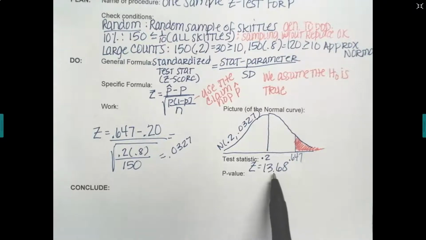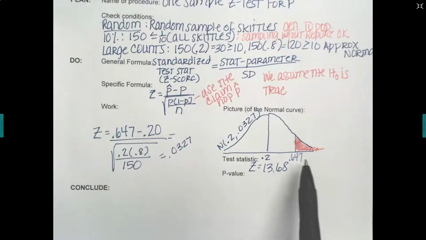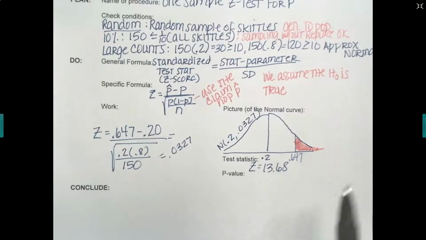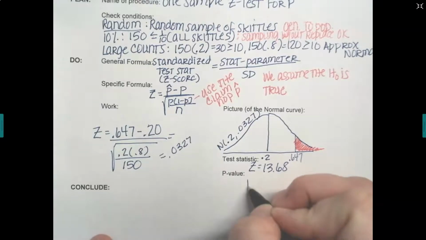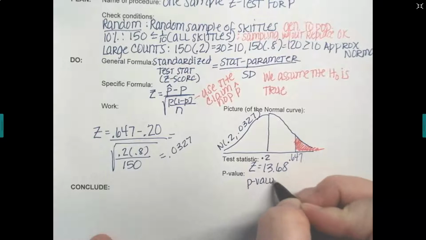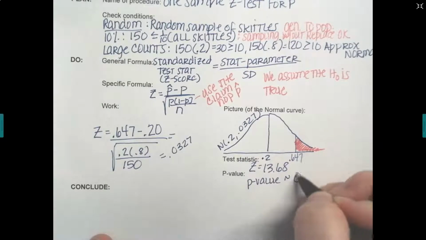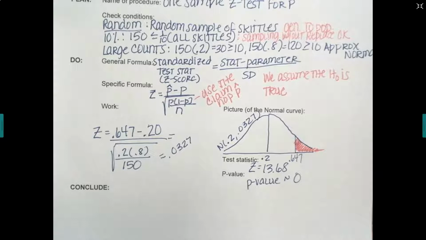Now wait a minute, a z-score of 13.68. That is over 13.5 standard deviations above the mean. So what's the probability of being that many standard deviations above the mean or greater? Well, it's essentially 0. There's really not a whole lot out there. So our p-value is approximately 0. Okay, it's not equal to 0, it's approximately 0. It can happen. There is a possibility. However, it's essentially 0.